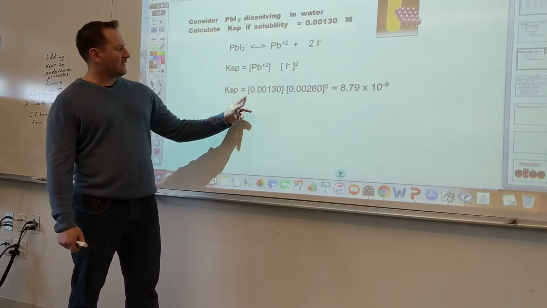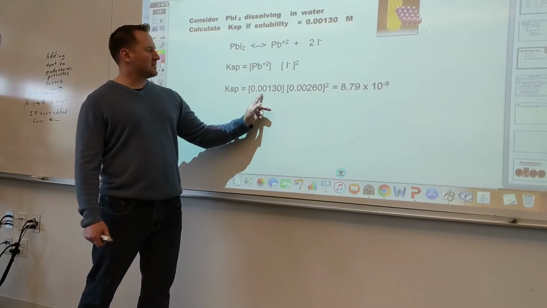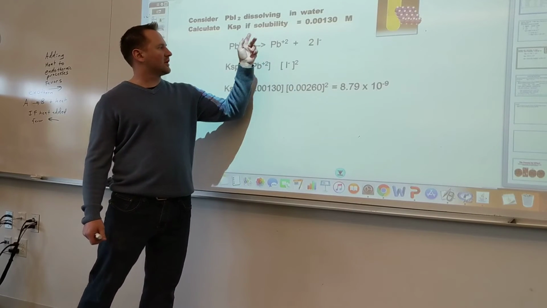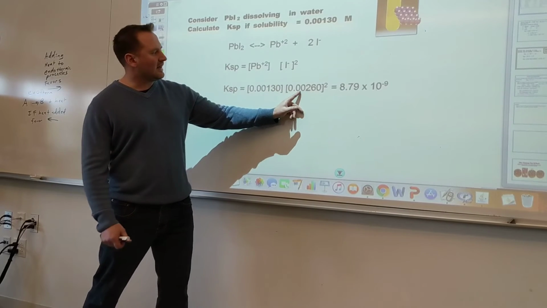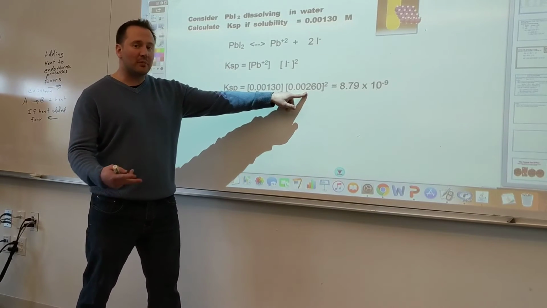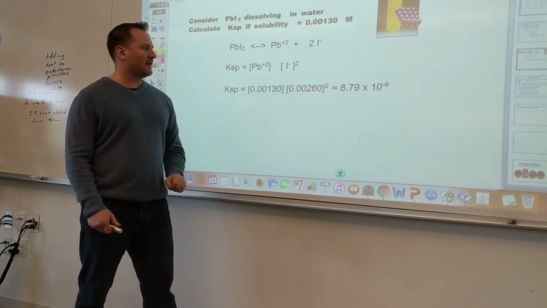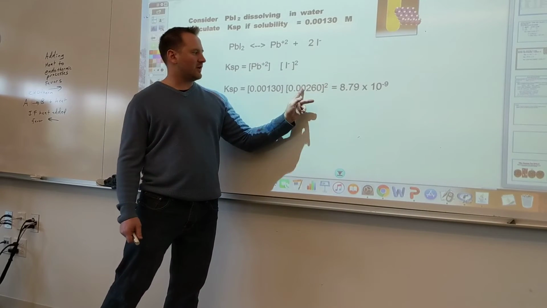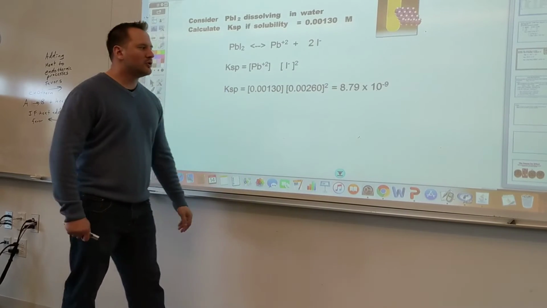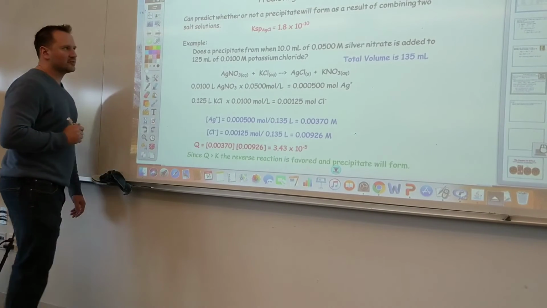So we can say that the molarity of the lead, again 1-to-1 ratio, is 0.00130 molar, just like was given for the lead iodide concentration that would be dissolved. The iodide concentration is going to be double that because you get 2 of those ions for every 1 lead iodide formula unit that breaks up. When you plug in those concentrations and square the value of the iodide concentration, you get 8.79 times 10 to the negative 9th as your Ksp.